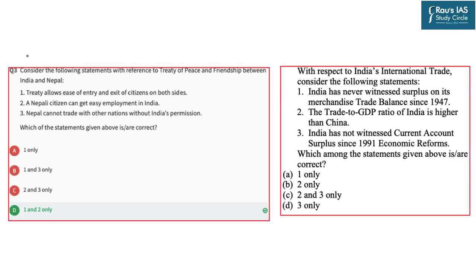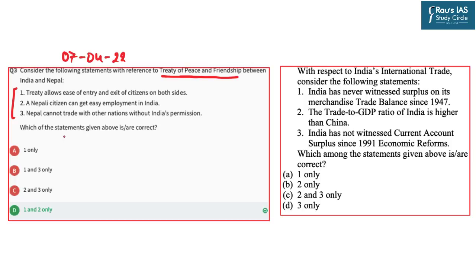So now is the time for the question of the day. The question asked in yesterday's DNS dated 7th April 2022 was in relation to the Treaty of Peace and Friendship. The question asked you to consider the following statements with reference to the Treaty of Peace and Friendship between India and Nepal. There were 3 statements given and you had to find the correct statement.